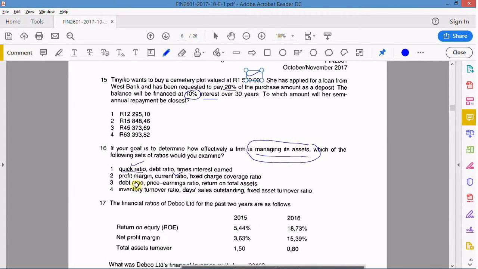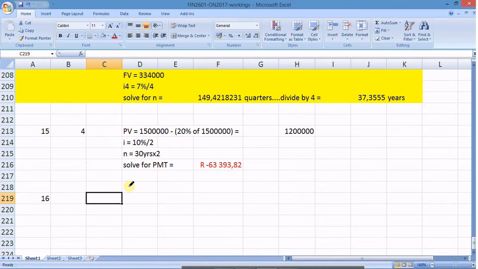Okay. Number 3. Debt ratio is looking at financing. Price earnings is looking at a market value ratio. Return on assets is looking at your return. So return, definitely. Yes, I took that one. But the others are out. Inventory turnover, how quickly am I selling stock? Yes. Days sales outstanding is looking at your debtors. Yes. Fixed asset turnover? Yes. Number 4. Good. Okay, they're all assets, basically. Or all dealing with assets.